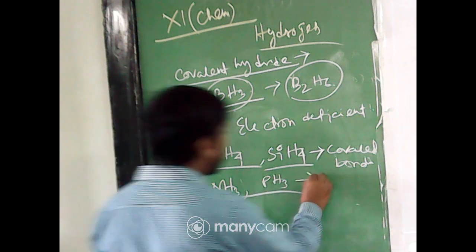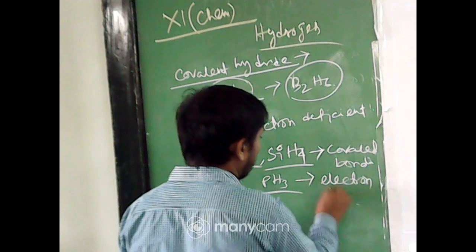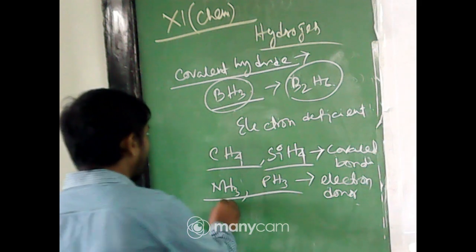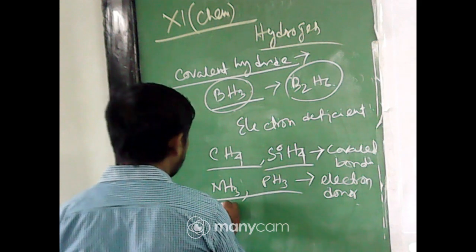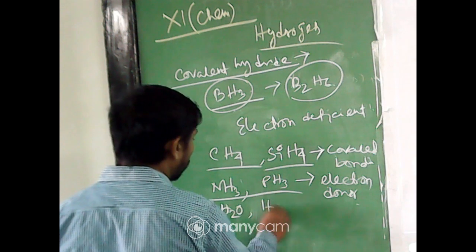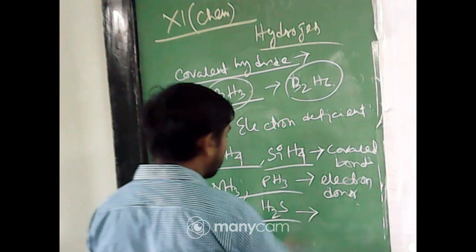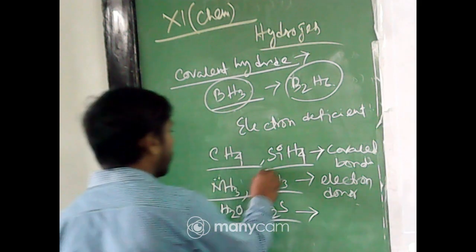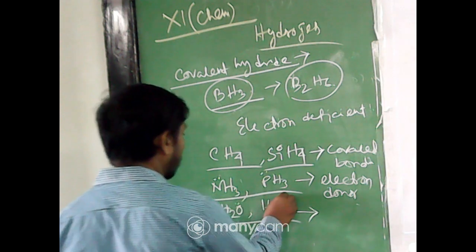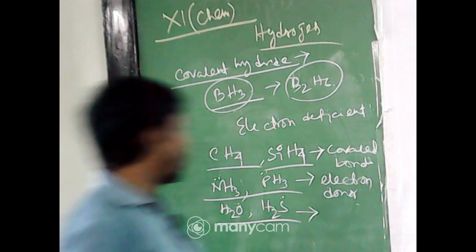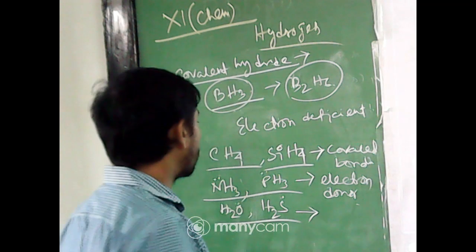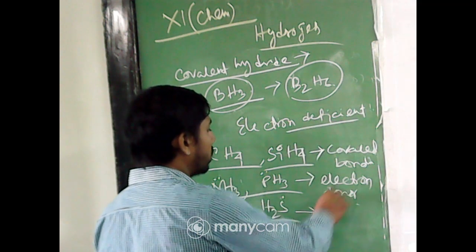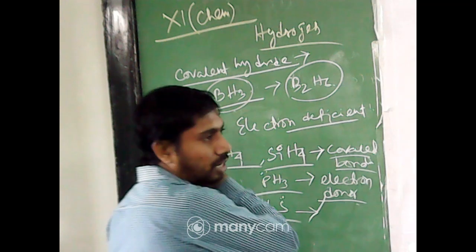These are electron donors, or electron rich species. Next is group 16: H2O, H2S. These are also electron donors because a lone electron pair is present on nitrogen, phosphorus, oxygen and sulfur. So one type is electron deficient, the next is electron donor, and these have covalent bonding.